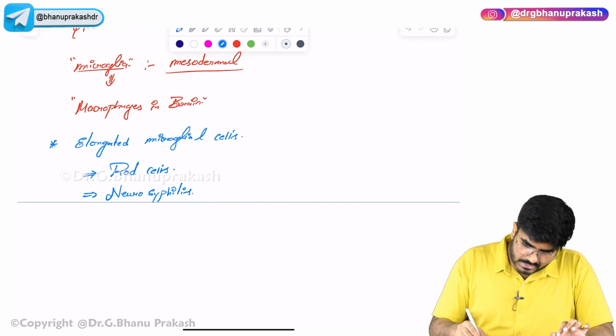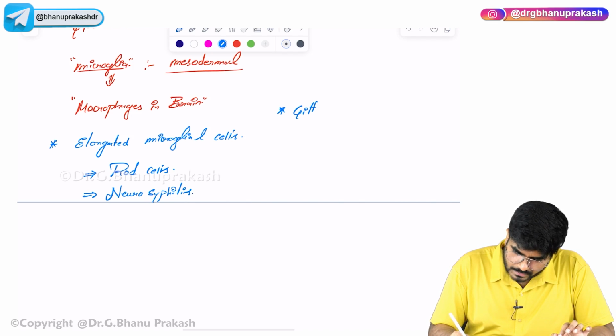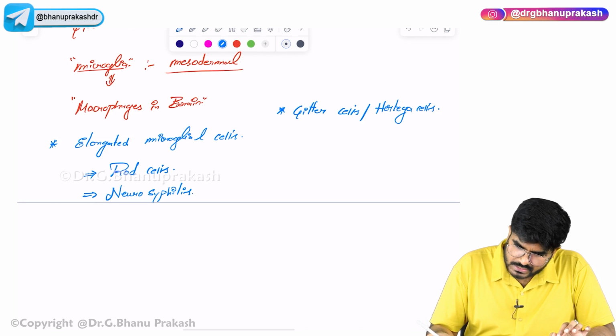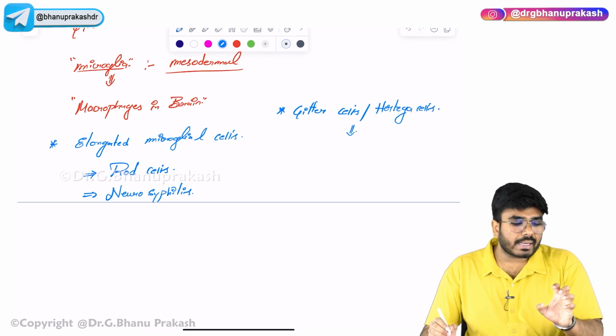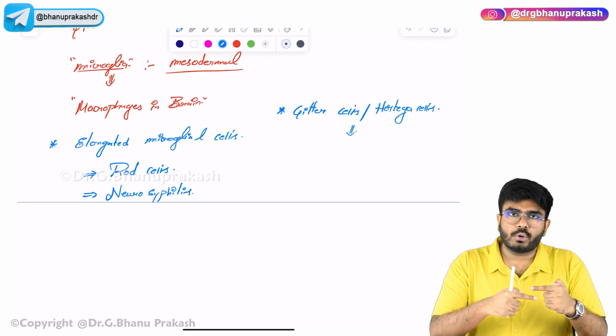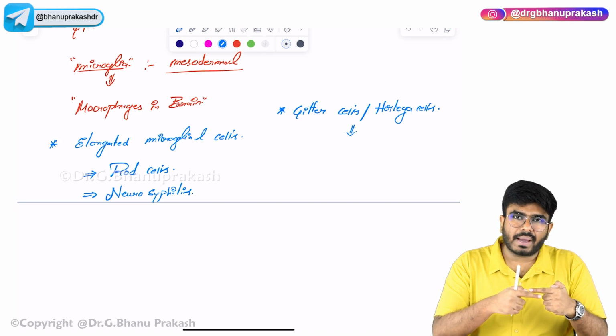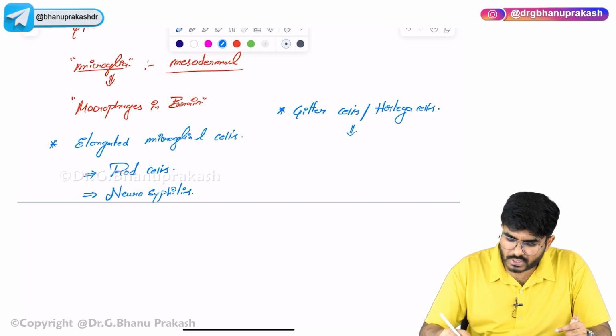Now, there are certain cells called the jitter cells, also called Ortega cells. What are these jitter cells or Ortega cells? These cells are also macrophages. They are eating the myelin. They are consuming the myelin. Around the neurons there will be myelination, right? So that myelin is getting eaten up. These cells are also called the lipophages.